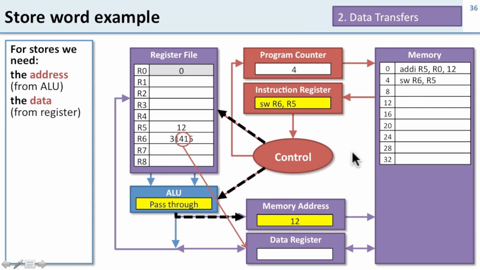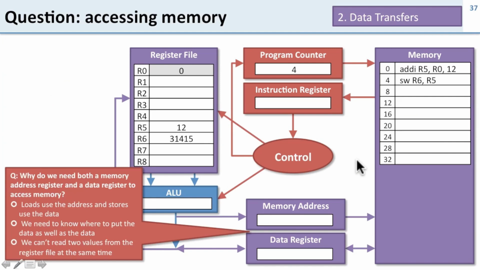And then we take the data out of the register file, which is the data that we're going to store, in this case register 6. Put that in the data register, and then we write to the memory, and we're going to put that data into location 12 in the memory. And that's how a store works.